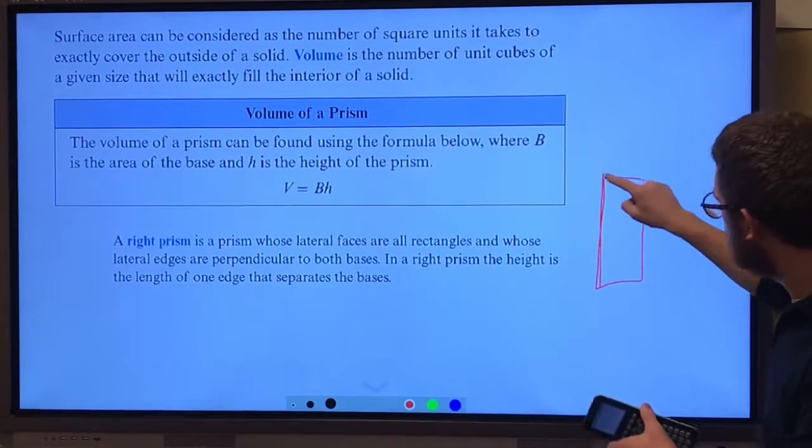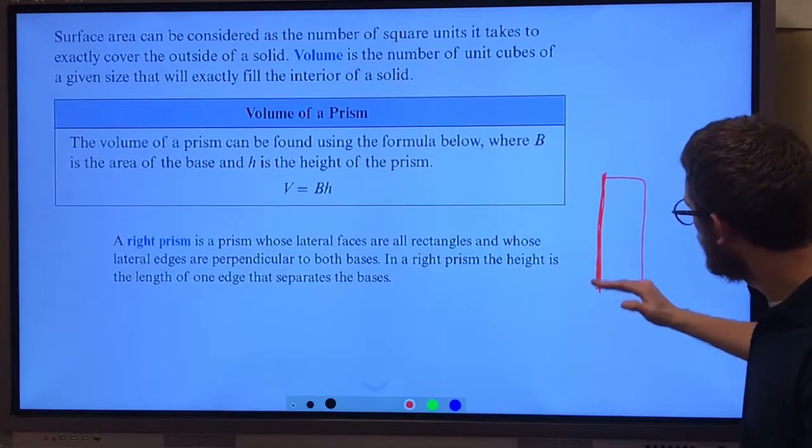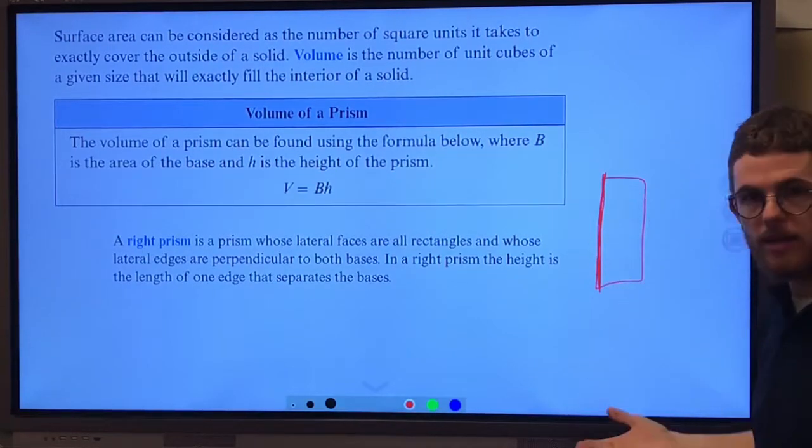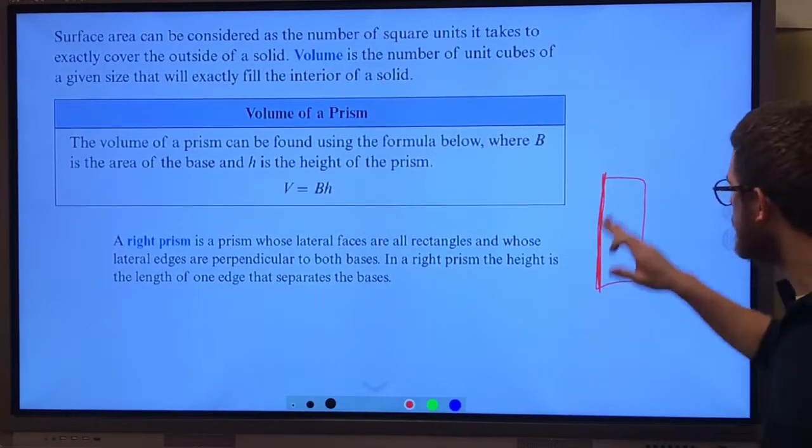Think about this being 3D. With the lateral prism, the height is going to be the length of one of those lateral faces.